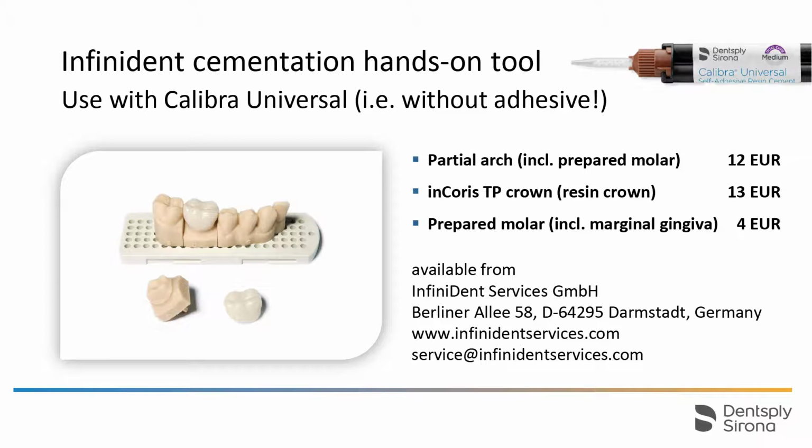Please note that the models are made from resin. In order to demonstrate the easy cleanup, it is advisable not to apply an adhesive to the preparation, as it would create a bond between the cement and gingiva. This will make demonstration of the gel phase feature more difficult. Hence, only Calibra Universal should be used with this tool. Please note the partial arch is reusable and thus a one-time investment.